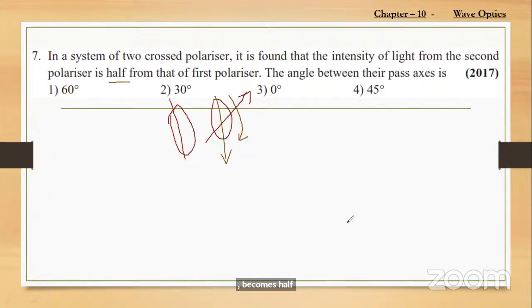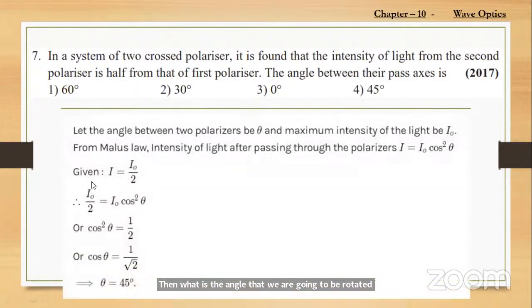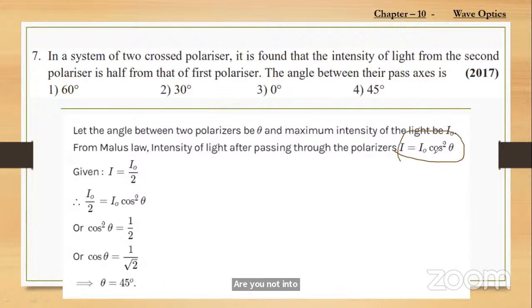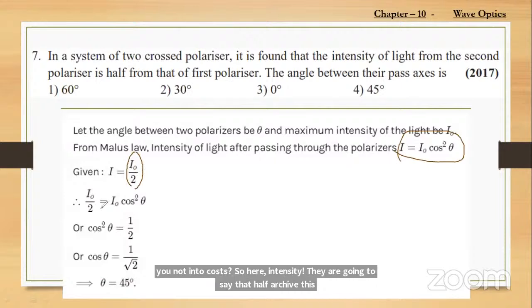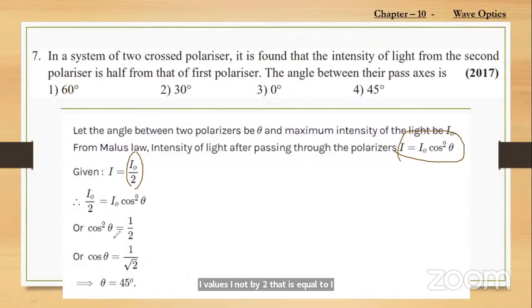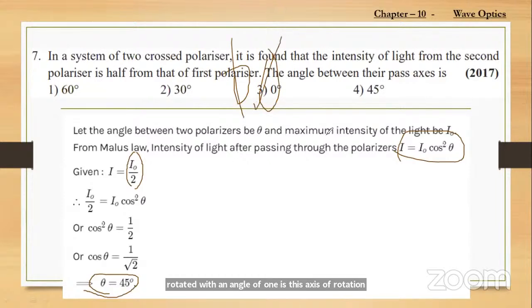To find that, Malus gives an expression: intensity I is equal to I naught into cos square theta. Here they say the intensity becomes half. So the I value is I naught by 2, that is equal to I naught cos square theta. If you simplify this for theta, the angle of rotation will be 45 degrees. If the two polarizers are rotated by an angle of 45 degrees, the intensity reduces to half. The fourth option is the right answer.